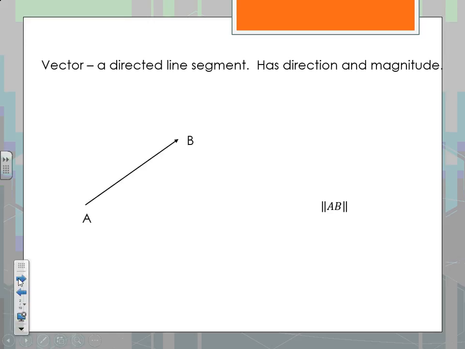So here is vector AB. We have an initial point. We have a terminal point. The arrow is at the terminal point. We call this vector AB. You will notice that vectors will sometimes be named by single letters, and those single letters are italicized and bolded.